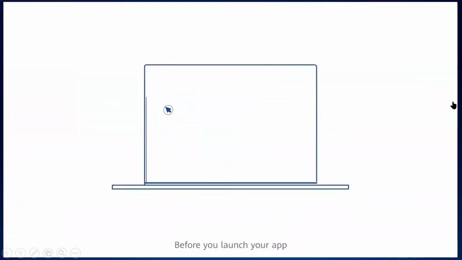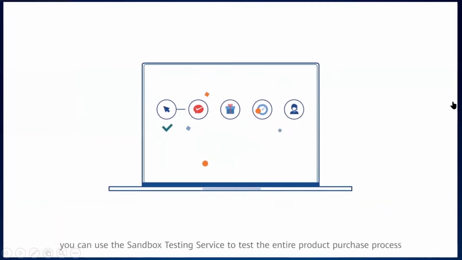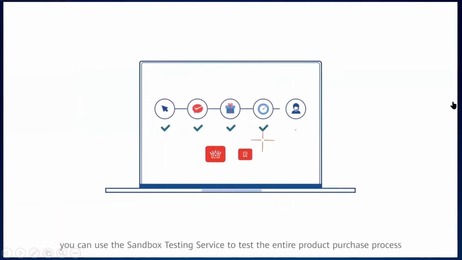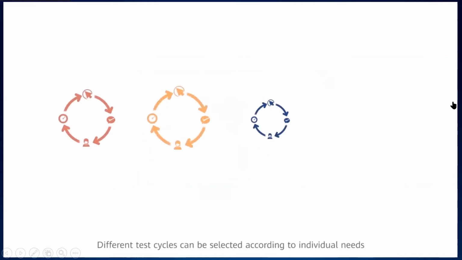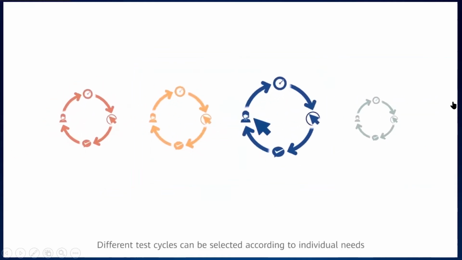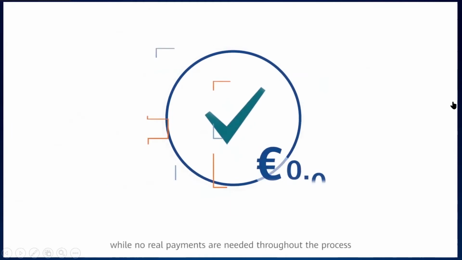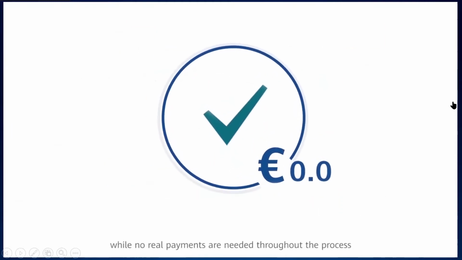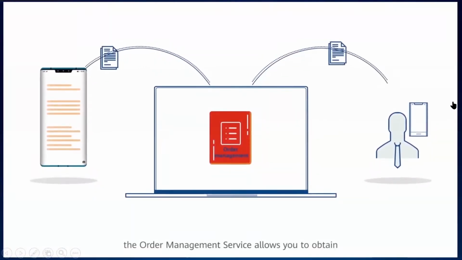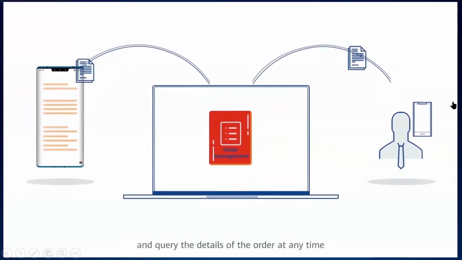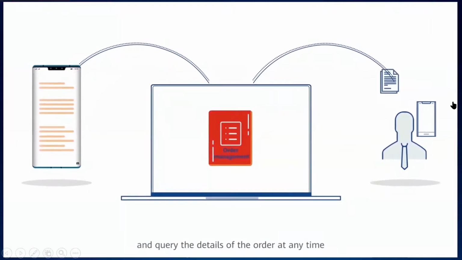Before you launch your app, you can use the Sandbox Testing service to test the entire product purchase process and product renewal scenarios. Different test cycles can be selected according to individual needs, while no real payments are needed throughout the process. When a user places an order, the Order Management Service allows you to obtain and query the details of the order at any time.